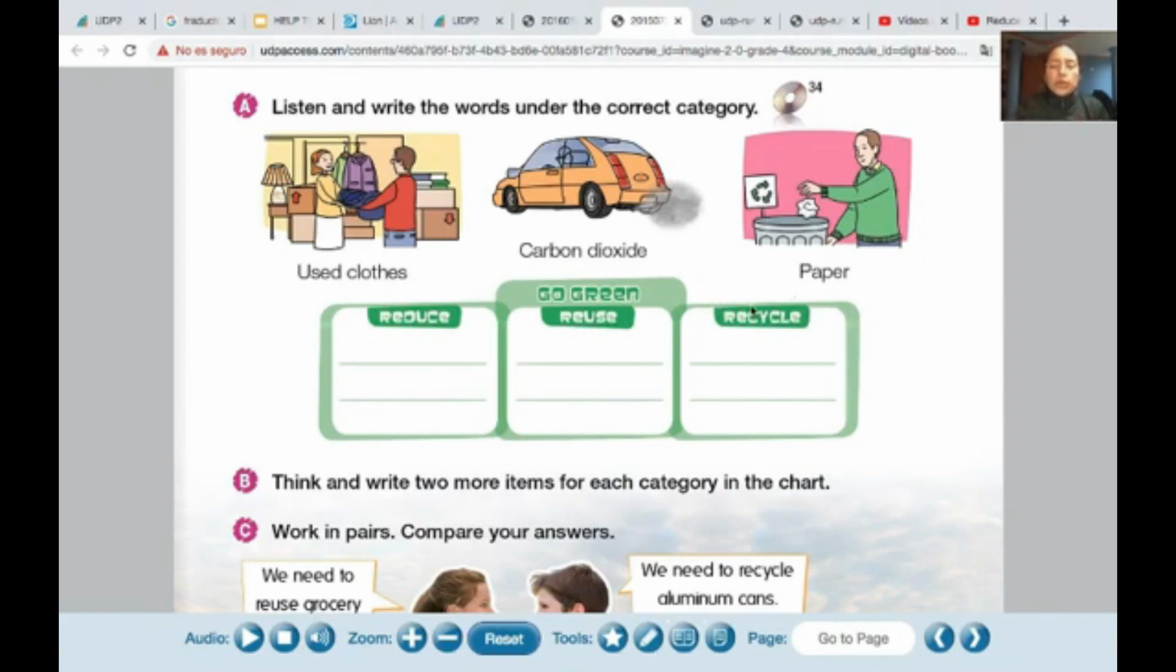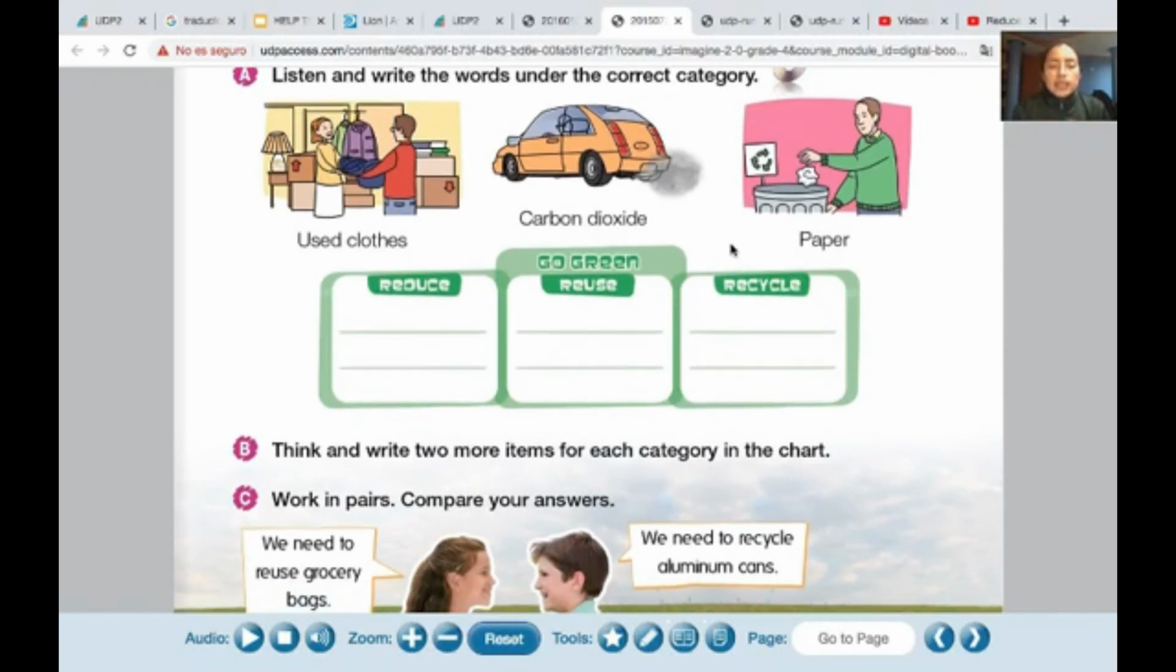Do you do these activities? Yes or no? If you do these activities, it is excellent. Congratulations. Si usted hace esas actividades, felicitaciones. Estamos ayudando al medio ambiente. That is so important nowadays.